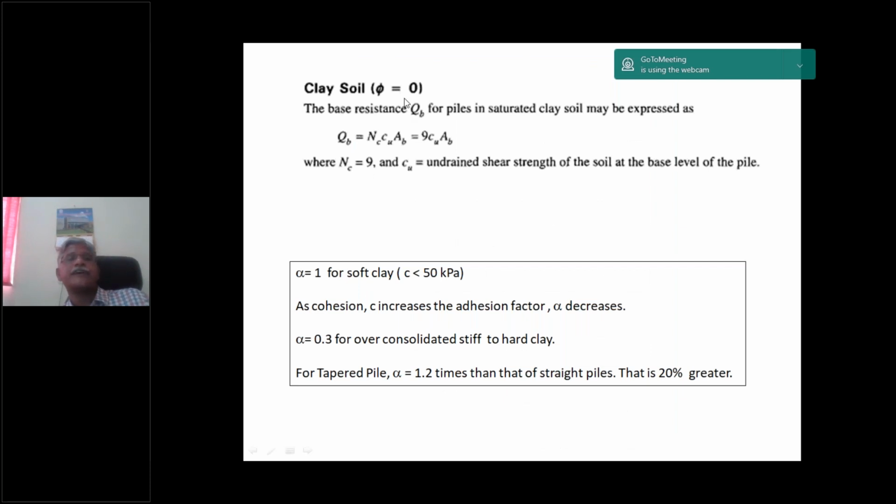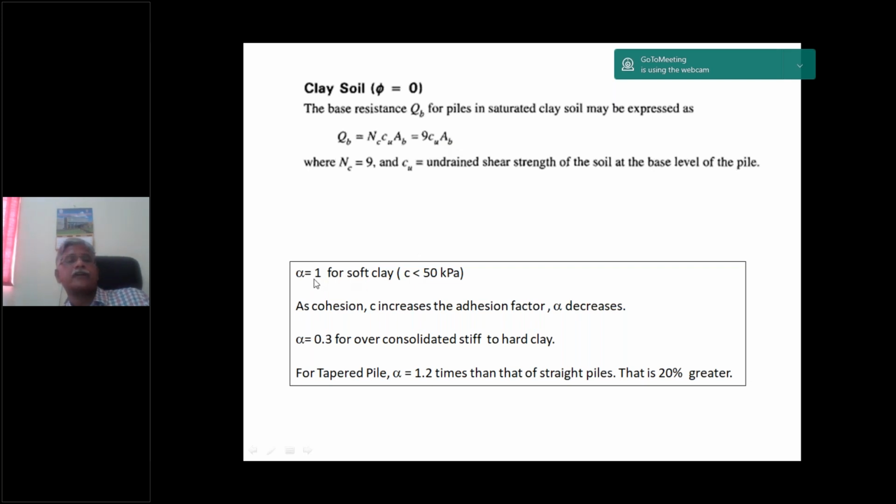For clay soil with phi equal to 0, the base resistance Qb for piles in saturated clay soil may be expressed as C Nc into the area of the pile tip. So Nc value can be taken as 9 as per Meyerhof. The Nc suggested for phi equal to 0 soils is 9. So the formula will become 9 into C into the area at the tip level of the pile. C is the undrained cohesion.